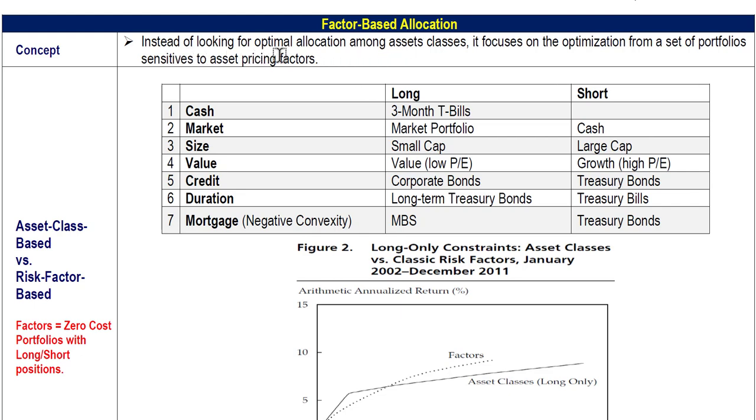Instead of looking at the optimal allocation among asset classes, it focuses on the optimization from a set of portfolios sensitive to asset pricing factors. So this is the model focused on asset pricing factors. This is another very popular approach, especially in the hedge fund industry. Many hedge fund portfolios like to use this approach to determine their optimal allocation.